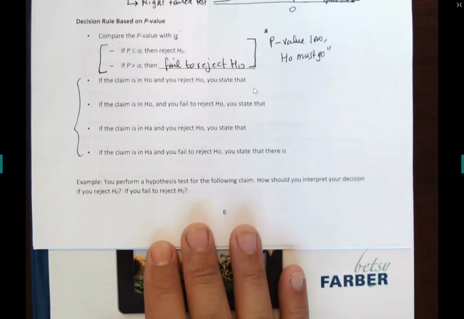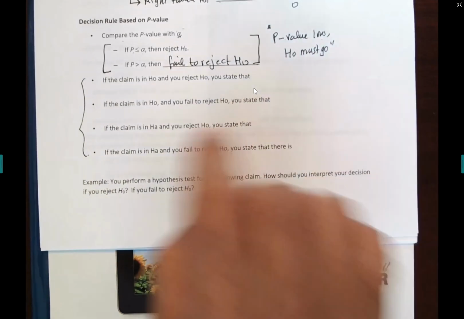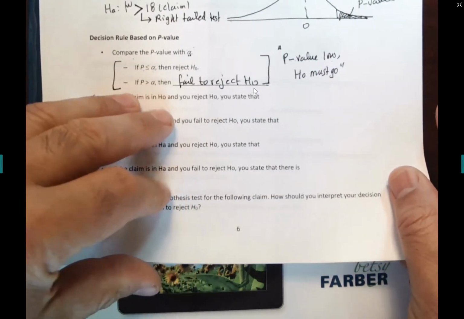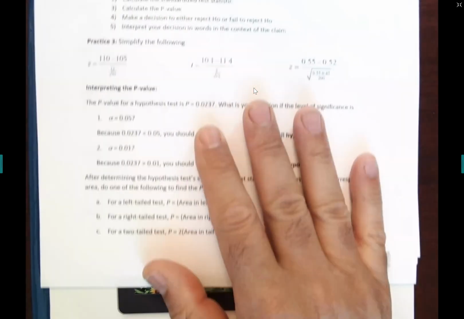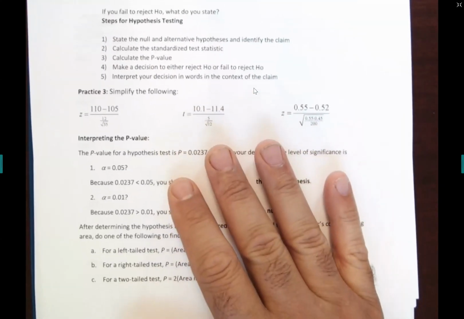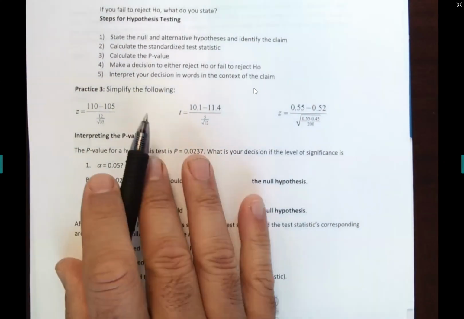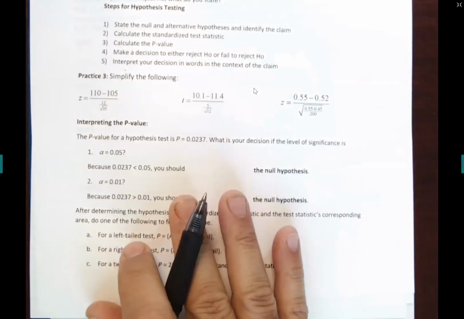Example. You perform a hypothesis test for the following claim. How should you interpret your decision if you reject H0? Let's leave this, that relates to that, I'll leave it. And I'm going to go to a problem now. All right. These are the steps, the 5 steps I've been talking about, guys.